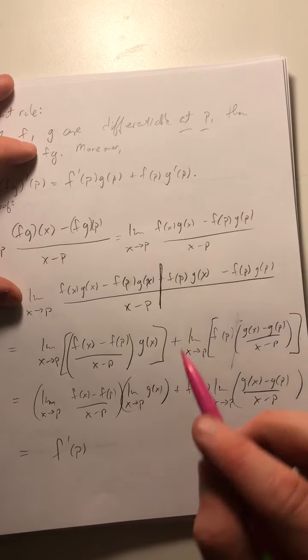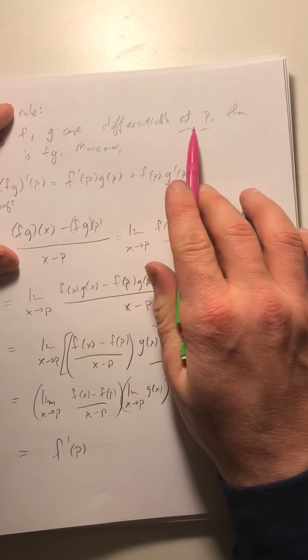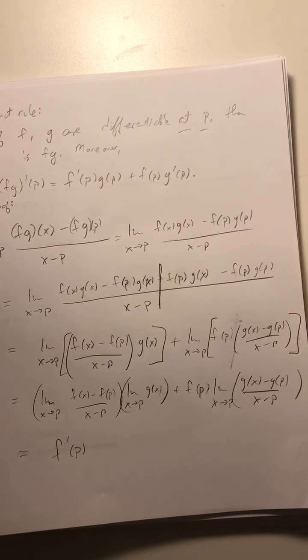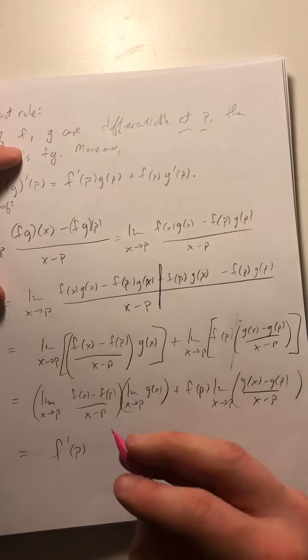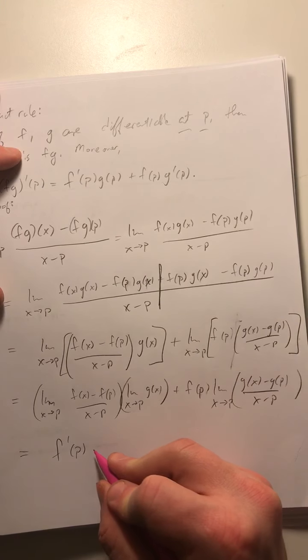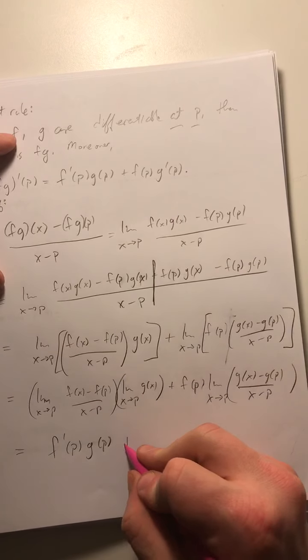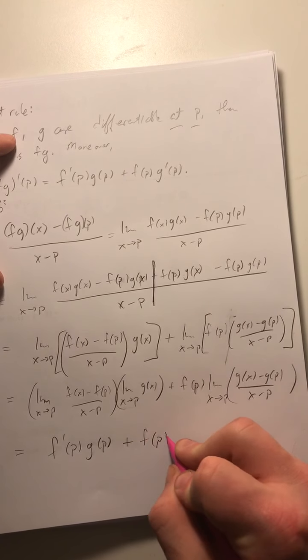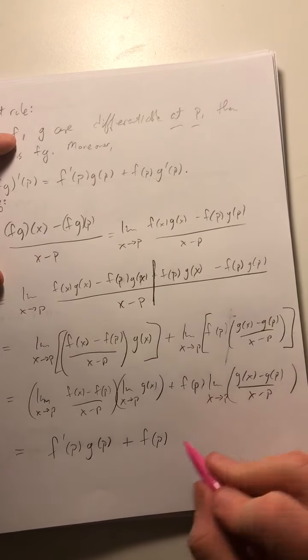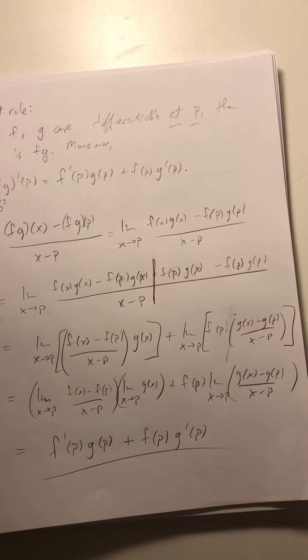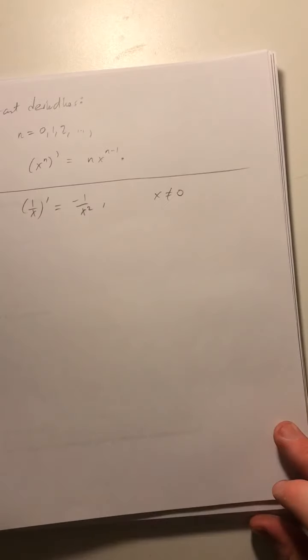Okay. So, because we've assumed g is differentiable at p, and by the previous fact, we know that g must be continuous at p. So if g is continuous at p, then the limit as x goes to p of g of x is g of p. So this f of p is just f of p, and then this limit over here is the definition of g prime of p. And we did it. Okay, so we proved it. We proved the product rule, and that's it.